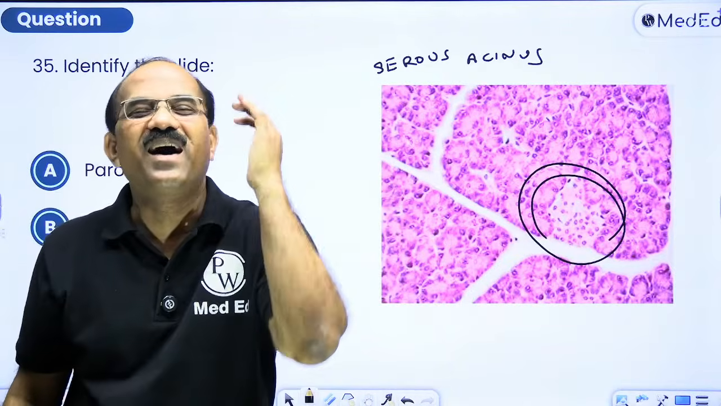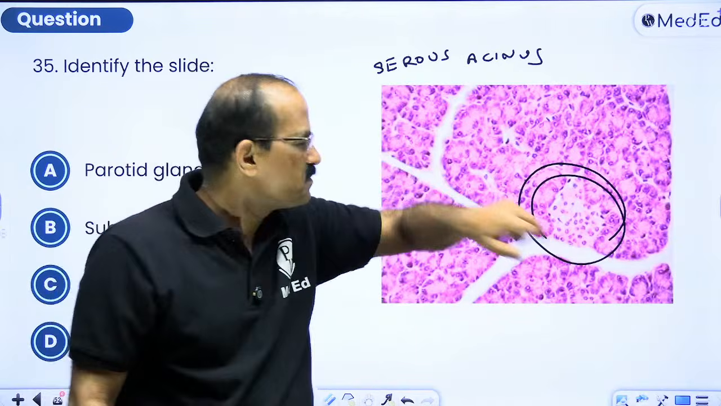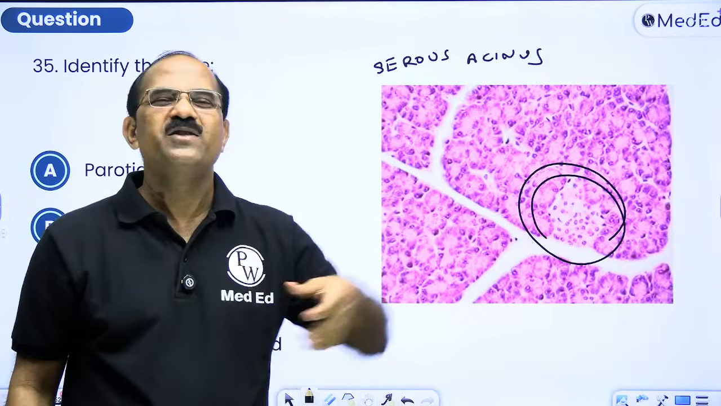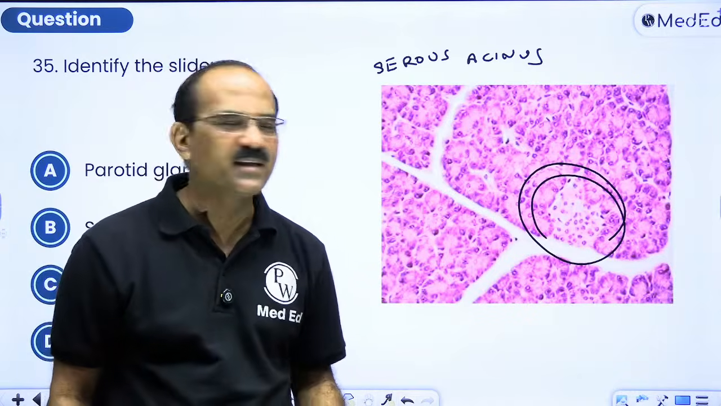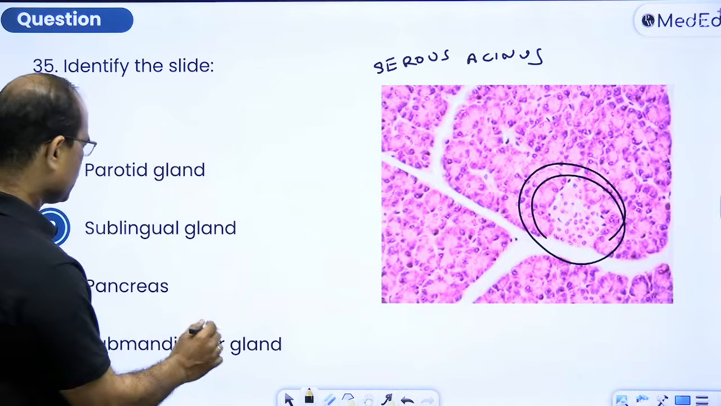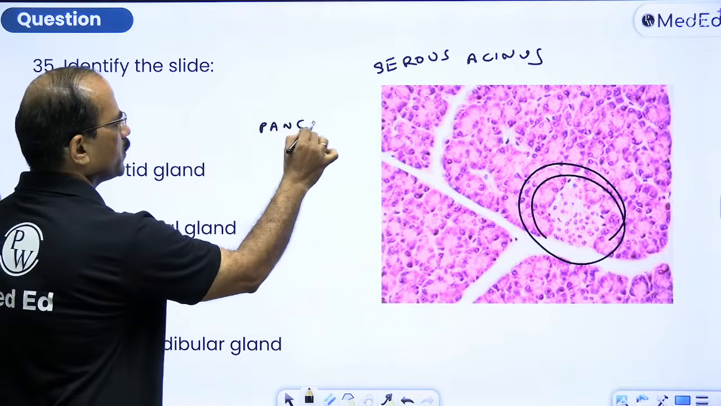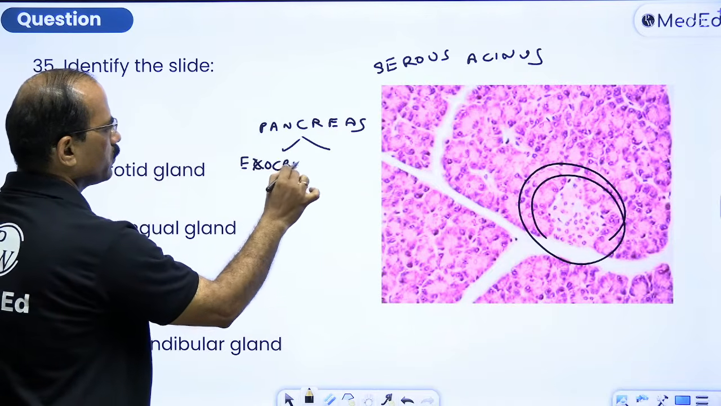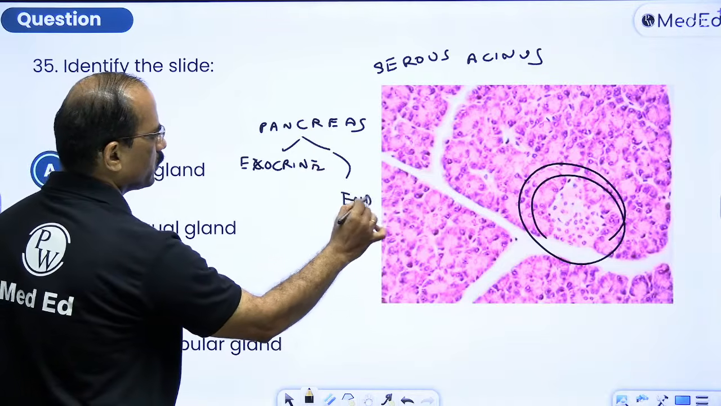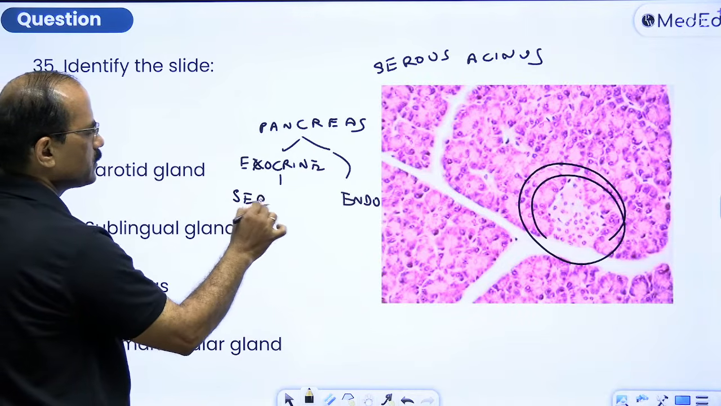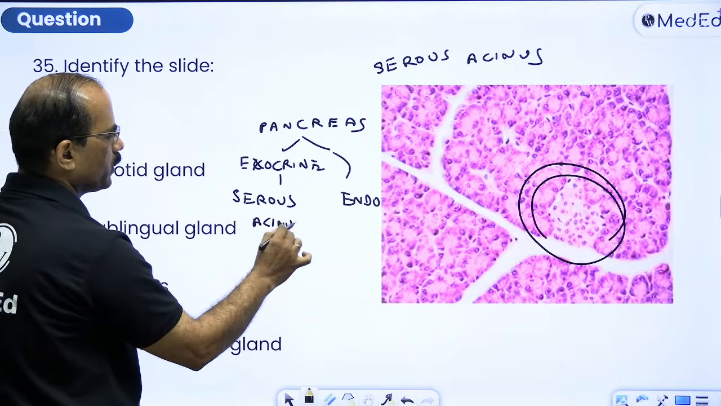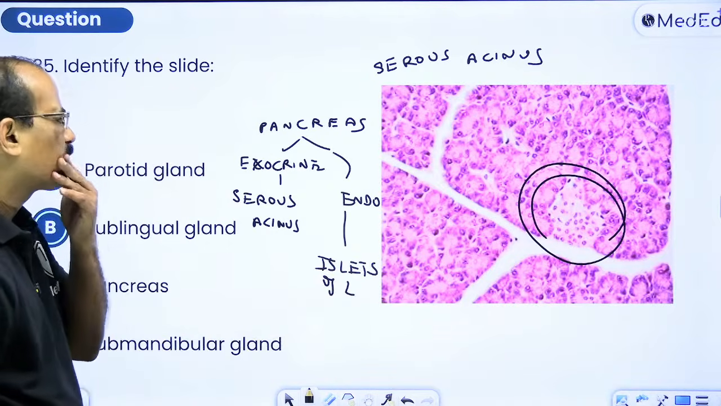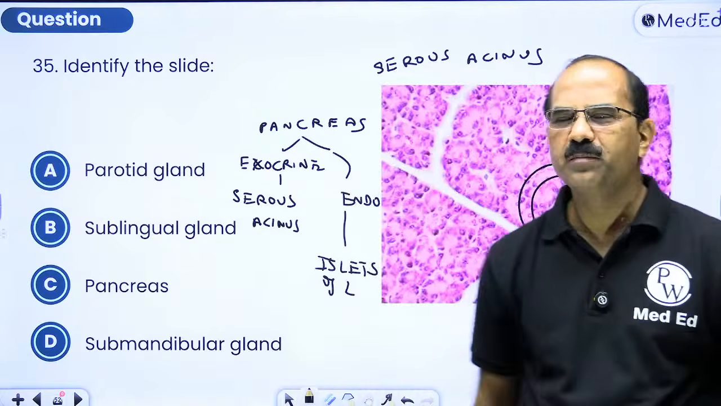What is this? These are the islets of Langerhans, and this becomes the pancreas. The pancreas has an exocrine part and an endocrine part. The exocrine part is the serous acinus, and the endocrine part is the islets of Langerhans.